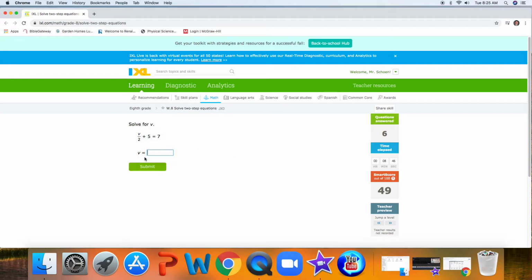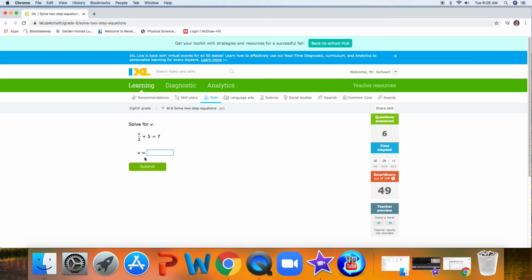You might run into some problems with fractions. Remember, when we have fractions, you're going to use the same set of operations, but there might be a way in which you're not going to divide by a fraction, but instead multiply by a reciprocal. Let's take a look at this example. V divided by 2 plus 5 equals 7. First thing I'm going to do is subtract 5 from both sides. Minus 5 on the left will cancel.